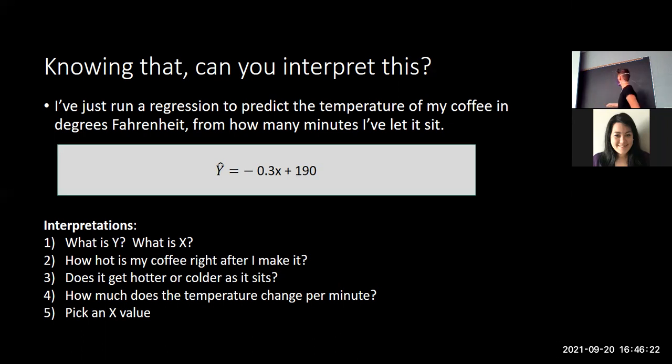The temperature of the room. That's a good one. If it's really hot in here, it might get cold slower. If it's really cold, it might get cold faster. What about something else? Say it again. Amount of coffee. Yeah, that's good. How much is in the cup?